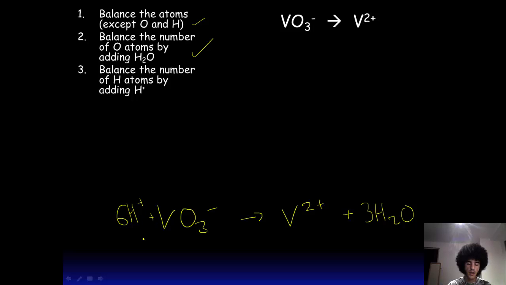That's the red. Now the reason why I've added 6 is because I had 6 on this side, and I needed 6 on this side to make the whole thing balance out. So that now works. Final thing is I need to add electrons to balance the charge.